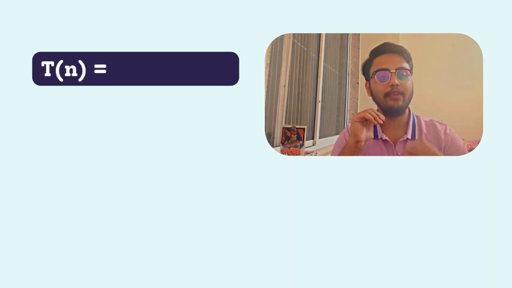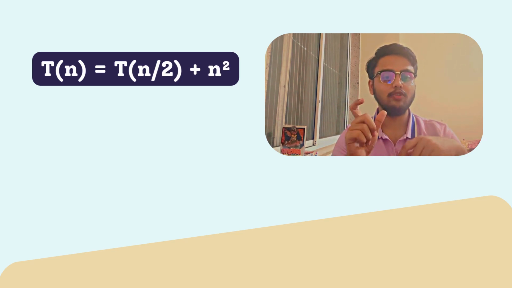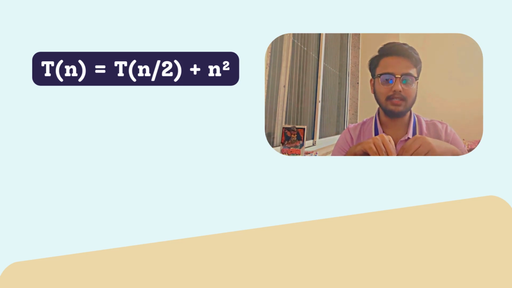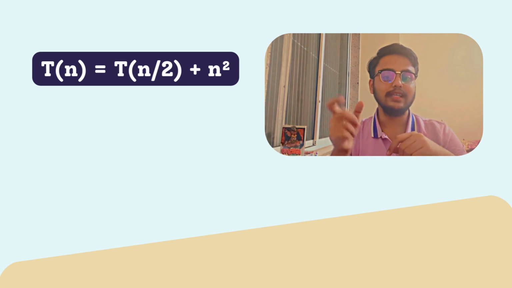So the total effort becomes n times log n. This exactly is what the merge sort algorithm does. Moving on to the next example, that is T of n equals T of n by 2 plus n square. Now this is a different kind of recursion relation where the root cost is n square.